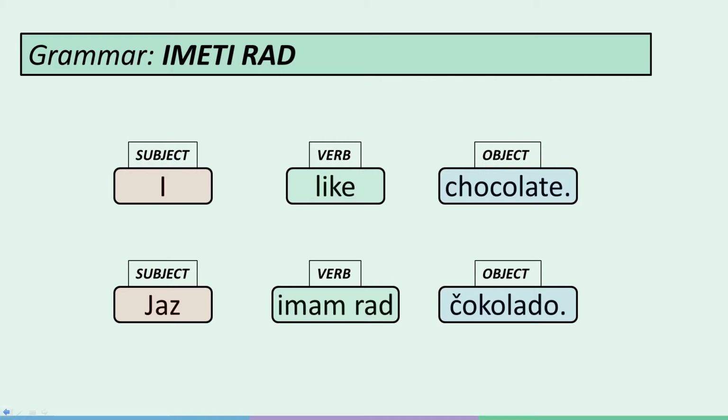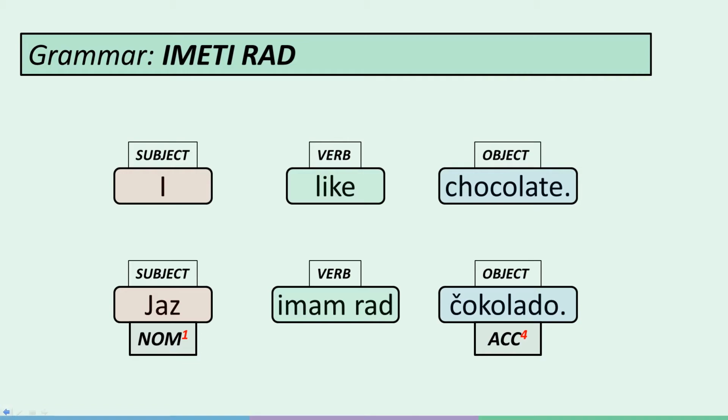And that's where cases come in. The subject is in the first case or the nominative, and the object is in the fourth case or the accusative. So this all makes perfect sense, or at least it should make sense if you're familiar with the basics of cases. If it doesn't, watch or rewatch the lessons on that.